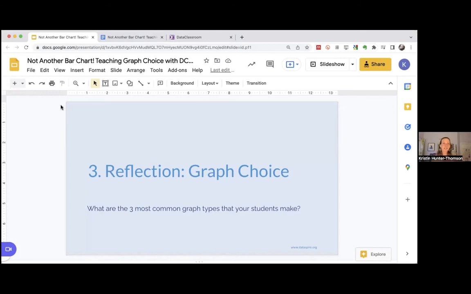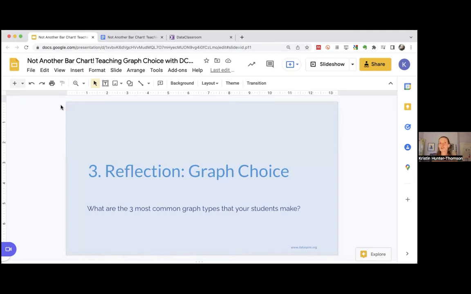So when we ask our students to make their own graphs, what do they make? Line, bar, pie. Ooh, a Venn diagram. That one's super exciting. That one doesn't often show up. Awesome. We've got an XY scatter plot. We've got bar, we have line, we have pie. Yes, yes, yes, yes, yes, and yes.